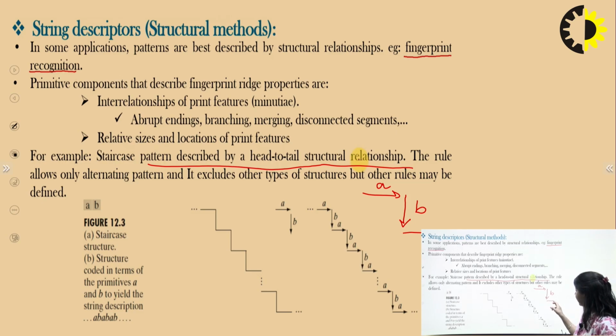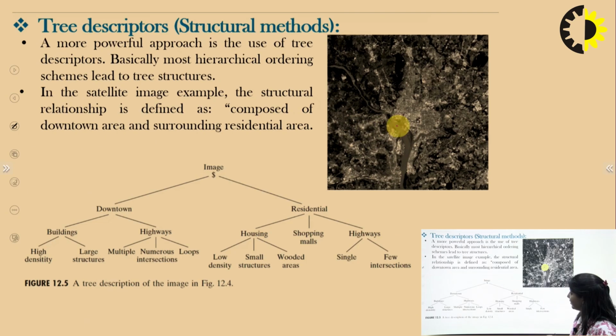So if there is any image, then in an image we can find the structural pattern. So we can assign A, B, then B, then A, or we can say other string. If it is going right to left, then we can apply C, and top to bottom we can apply D. So a string can be formed like that.